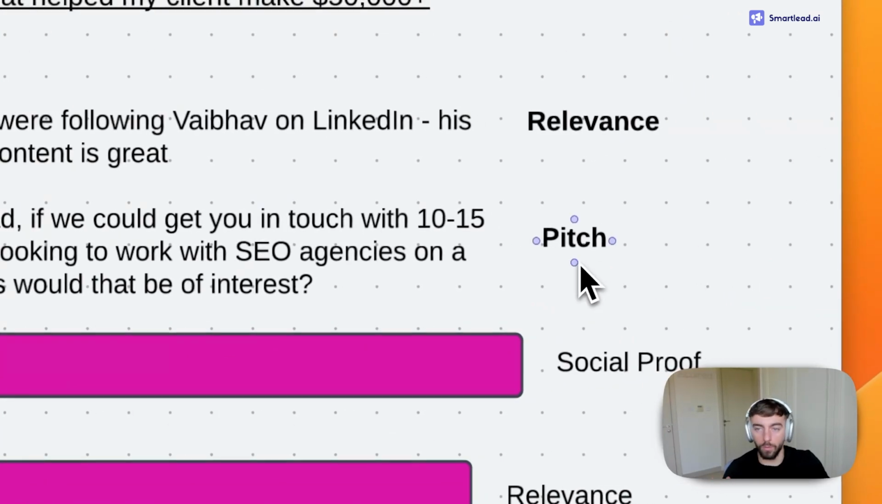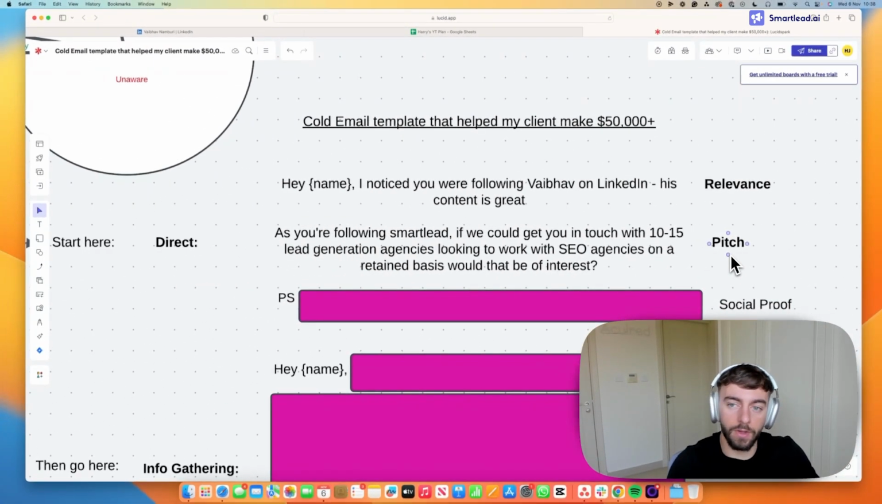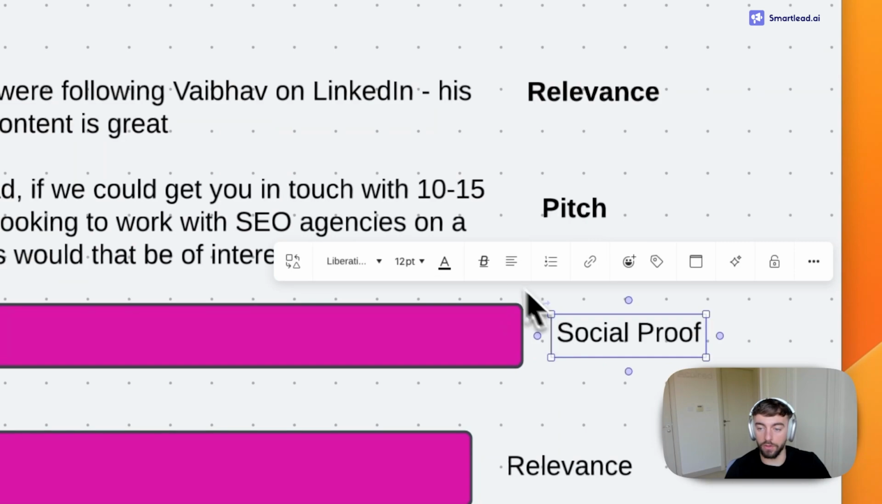So you can add different words in there. You could add exclusive or keywords that make it more attractive. You just want a very simple pitch there and an attractive offer. So 10 to 15 calls or 10 to 15 introductions is usually attractive to most businesses, so that will work. And then PS, we want to add in social proof here.